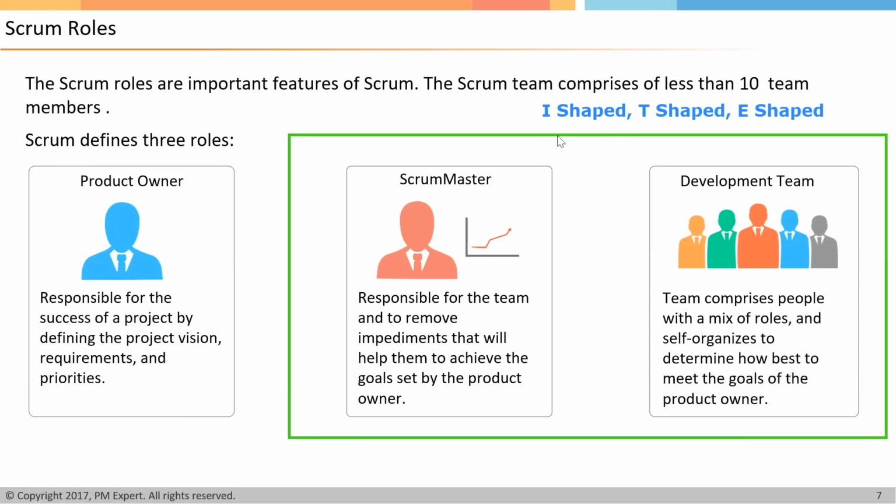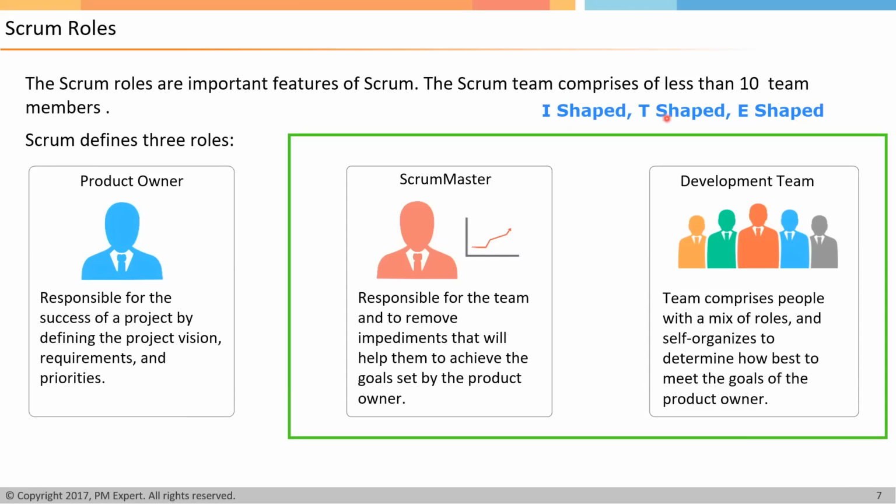Now, I-shaped people are those people who are very strong in one area, but they are confined to that area only. So, this guy, Rahul, is a very good Java architect, but he can't do anything apart from this. He's too good in Java. This kind of skills are I-shaped people.